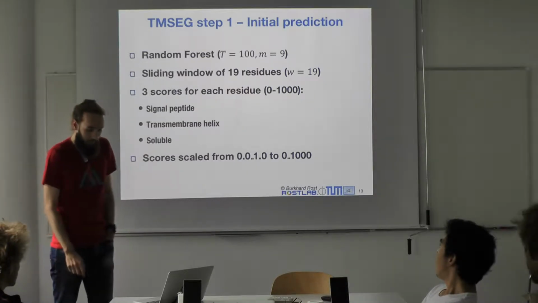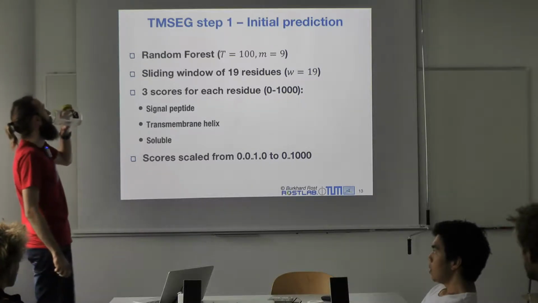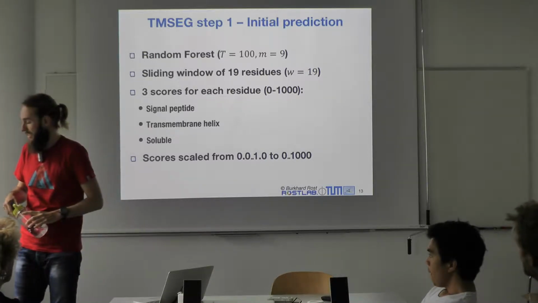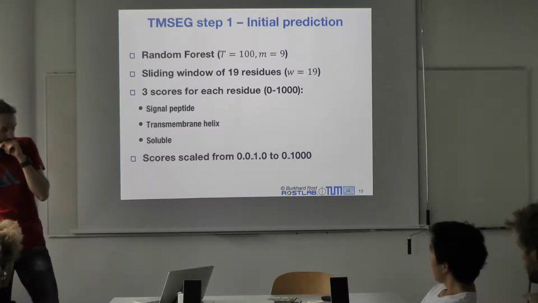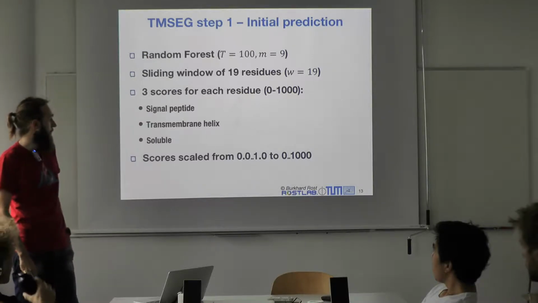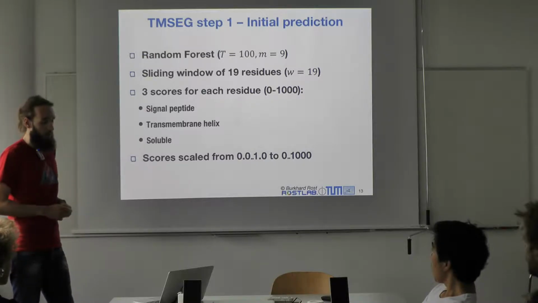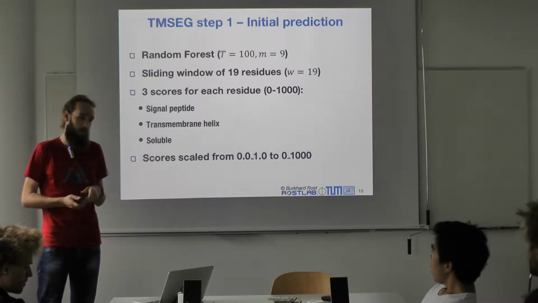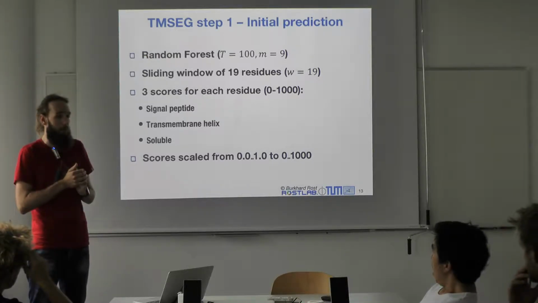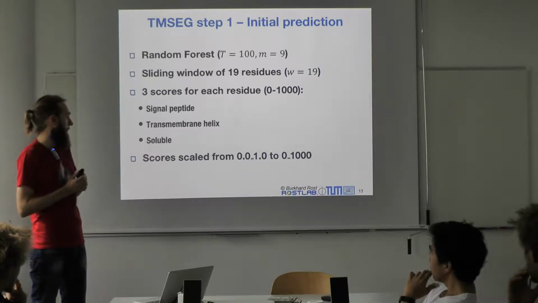Okay, so this is the method that we are developing. It has 4 steps. In the first step we use a random forest classifier. It has 100 trees in the forest, so not that many actually. And we always use 9 random features out of our whole feature space to build the single trees. We use a sliding window of 19 residues, which for transmembrane helix prediction is more or less what you usually use, also for neural networks, for example.